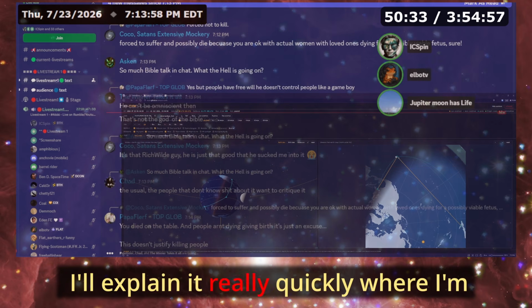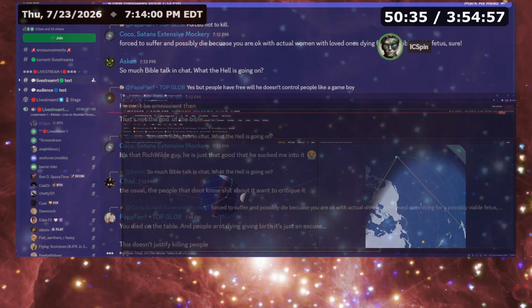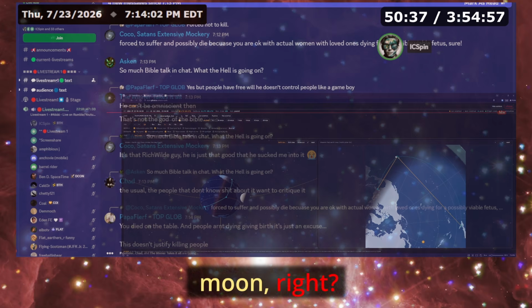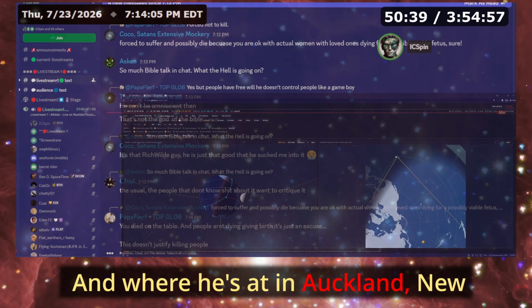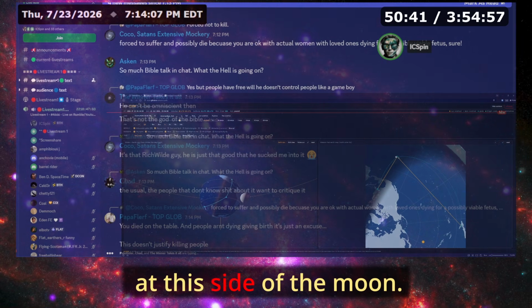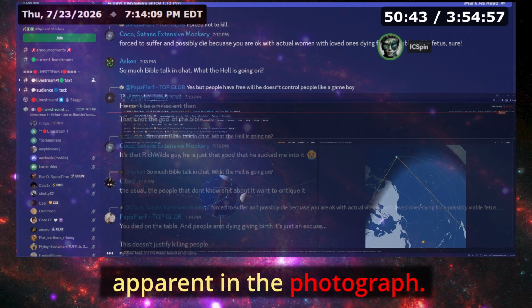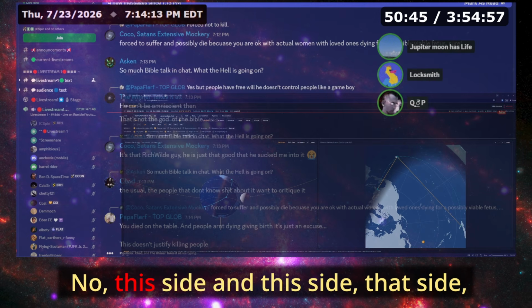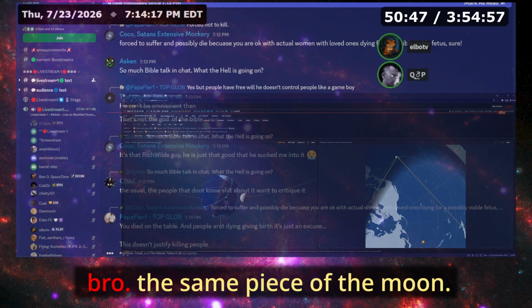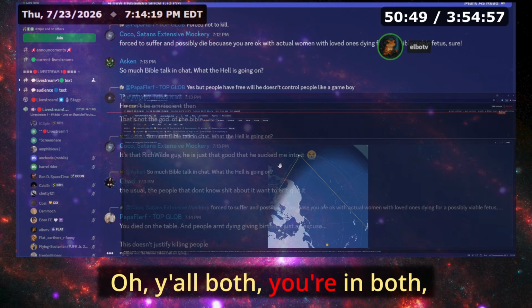I'll explain it really quickly. Where I'm at in Florida, looking at the moon, I'm looking at this side of the moon, right? And where he's at in Auckland, New Zealand, he's looking at this side of the moon. Yet that's not apparent in the photograph. And why is that? No, this side and this side. The same piece of the moon. You're both looking at the same piece.